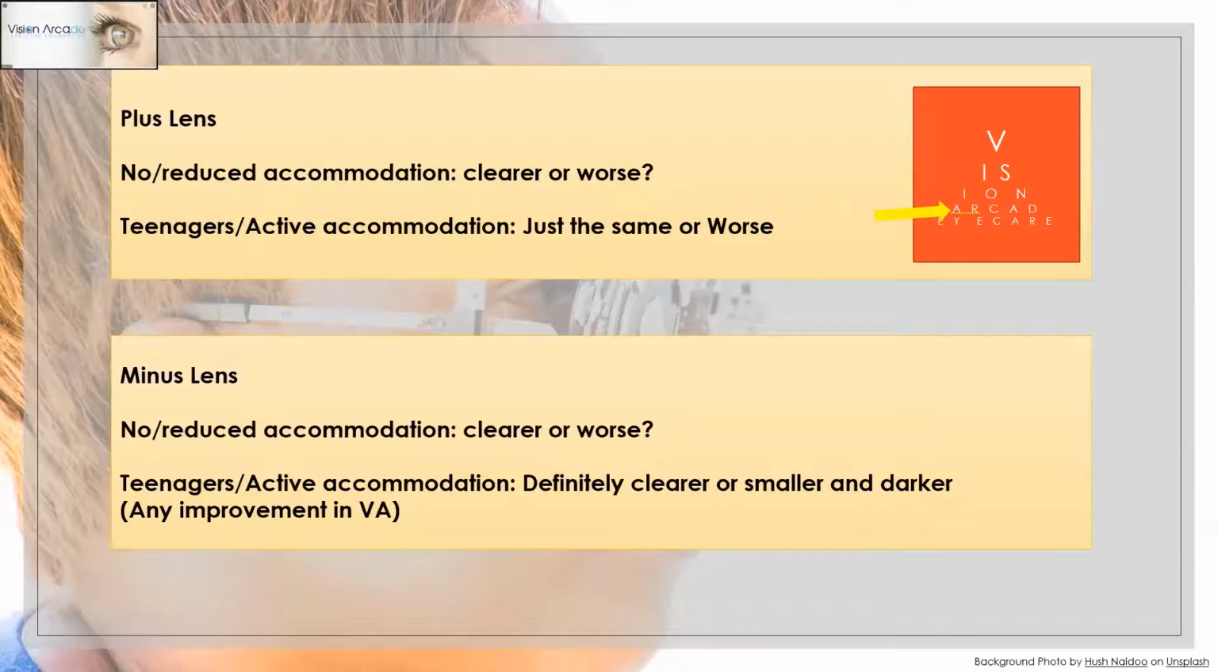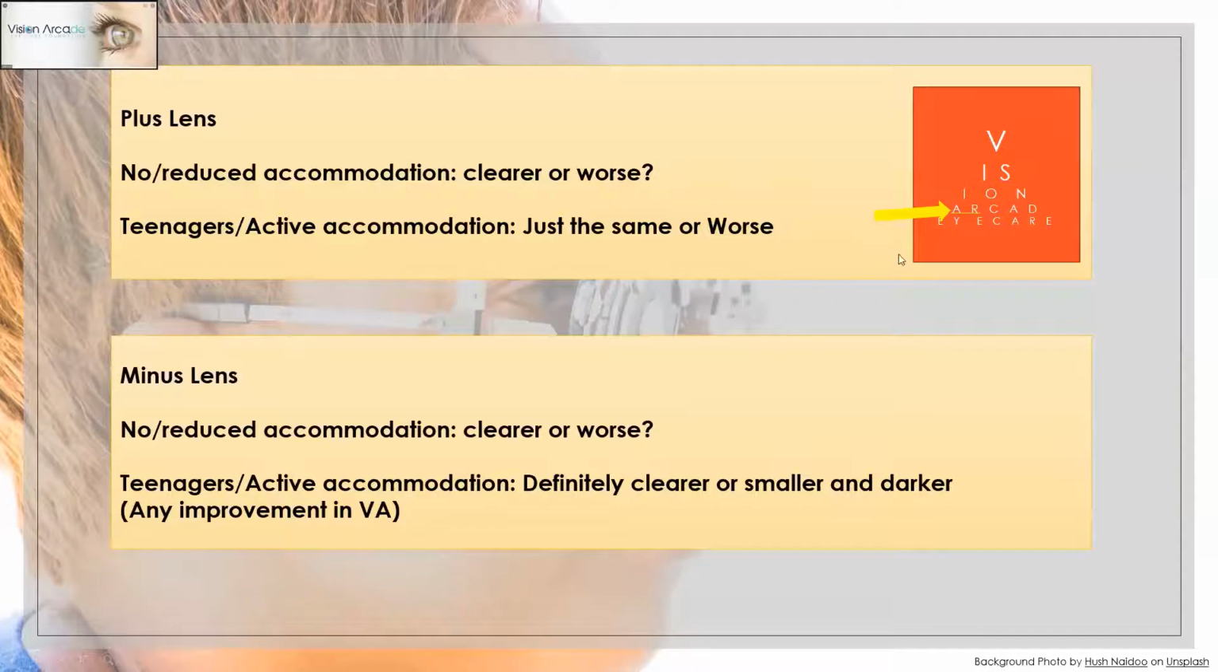First thing to consider, is there reduced accommodation or does the patient have no accommodation? The question is, is it better or worse? If the patient has active accommodation, like teenagers, that can respond to you, when you're dealing with plus lenses, the question would be, say they can read, if they have a plus refractive error, the vision is quite good, even though they have a lot of refractive error. It's just that there would be strain with the refractive error. So when you put in your lenses, the vision might not be worse or anything.